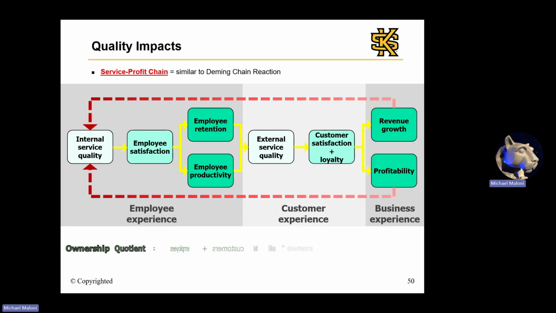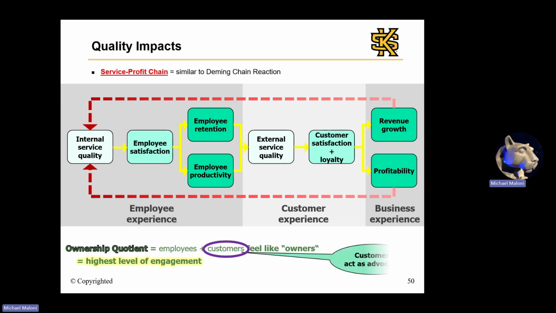Heskett later promoted the ownership quotient, in which the employees and customers feel like virtual owners of the business. This highest level of engagement furthers the chain reaction of positive outcomes. So, customers who feel like owners act as advocates, relating their experiences to others to persuade new customers, and they also provide constructive feedback for improvement.